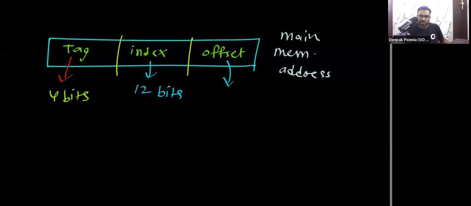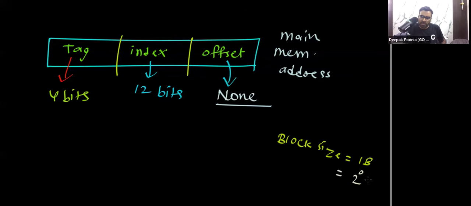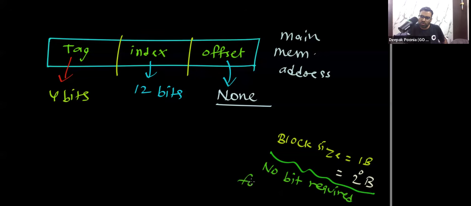Okay. And already we have seen that there is no offset field. What is the reason? Because the block size is only 1 byte. This is given in the question that block size is 1 byte, and because block size is 1 byte, 1 byte means 2 power 0 byte. That is the reason for block offset we need 0 bit, means there is no bit required for block offset. Is this clear? So there is no bit required for offset.